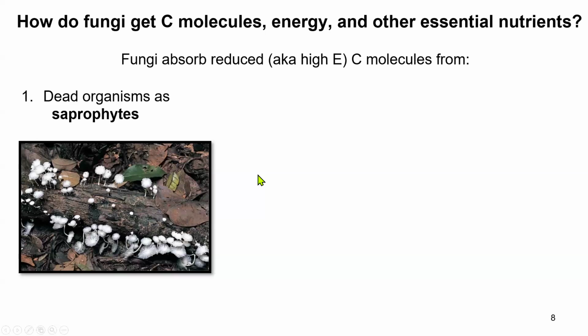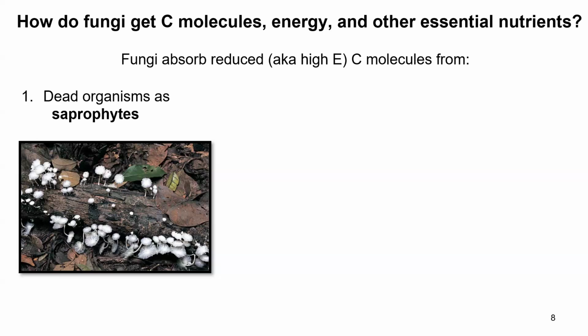So fungi as absorptive heterotrophs need to get carbon molecules, energy, and other essential nutrients. And they can do this in 3 ways. One is they can get high energy carbon molecules from dead things. When fungi consume dead things like this dead tree or this dead log here, they are considered to be what's called a saprophyte. And that just means that they're living off of dead stuff and getting their nutrients from something that died previously.